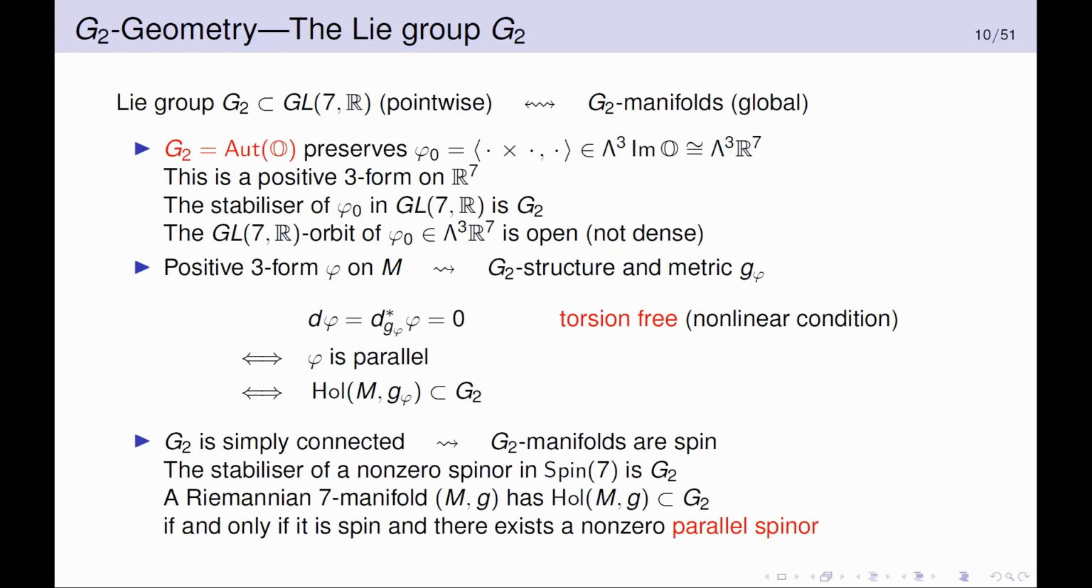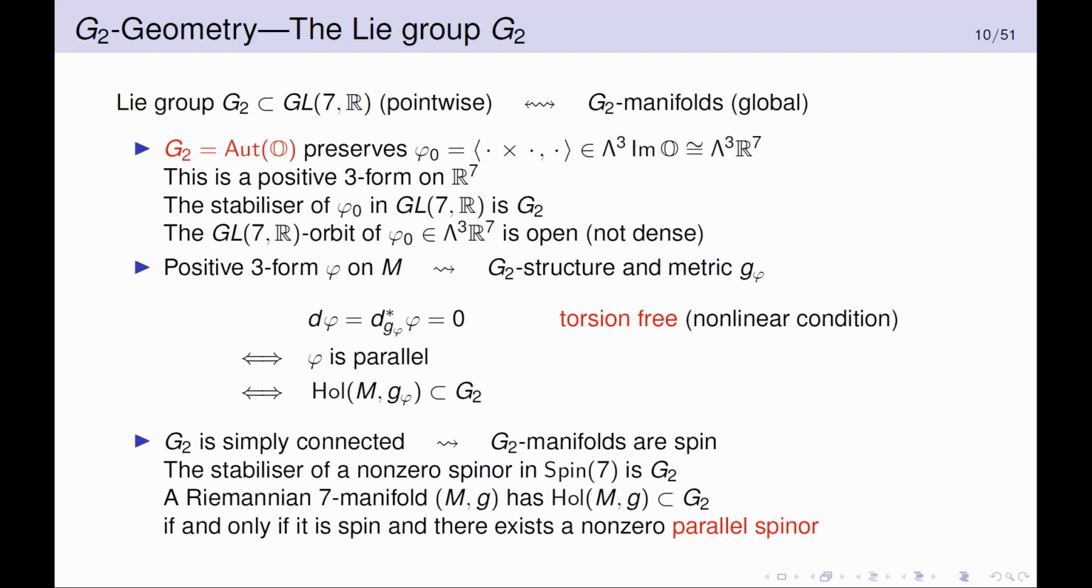Next thing you notice is G2 is simply connected. So G2 manifolds are automatically spin, you can always lift from a standard representation of SO(7) to a spin representation. That's the condition.